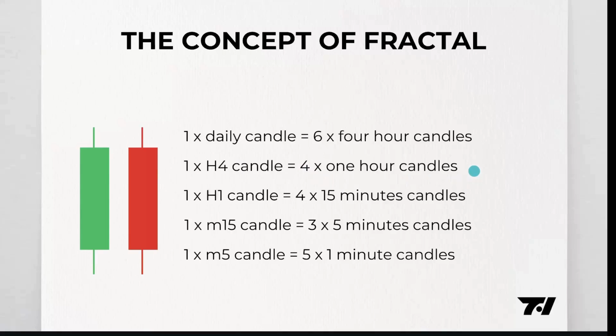And if you go down another time frame, say you go down to the 1-hour chart, and you pick one candle in the 1-hour chart, that 1-hour candle is actually made out of 4 of the 15-minute candles in the 15-minute time frame. And if you go down again, if you look at the 15-minute time frame and you pick a candle, that candle is actually made out of 3 of the 5-minute candles in the 5-minute time frame. So if you go down again in the 5-minute time frame, if you pick one 5-minute candle, that 5-minute candle is actually made out of 5 of the 1-minute candles.